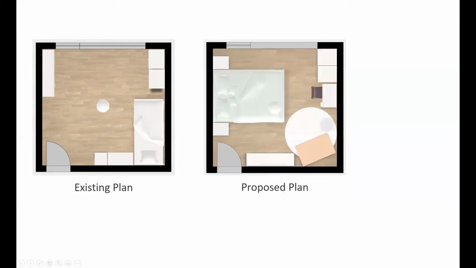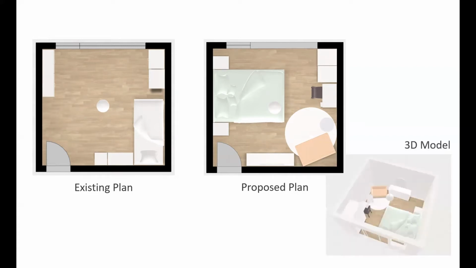So the next thing I'm going to show you is how to put together your proposed plan using Roomall on the computer. So you've already done your existing plan, so the outline of the room, and you've put your existing furniture in the room. And so now I'm going to show you how to explore the various layouts and insert different furniture and finishes into your proposed plan, and even how to do a little 3D model.